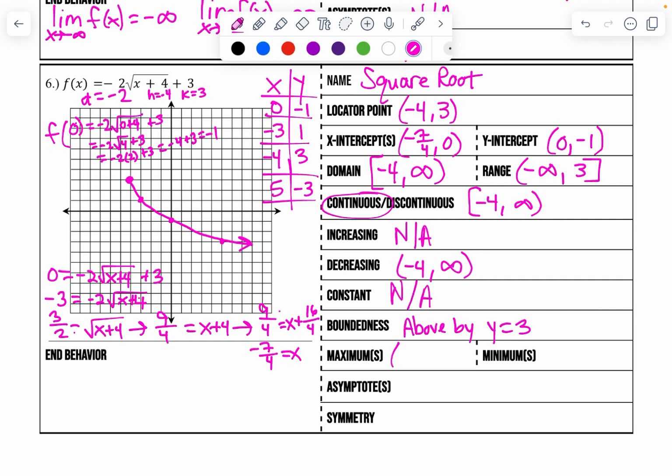The maximum is that starting point at -4, 3. That's the highest it ever goes. It does not have a minimum because it continues forever downward. It does not have any asymptotes. There's no vertical breaks, no horizontal line that's leveling out to symmetry, no.